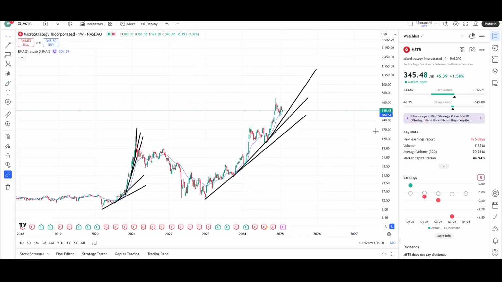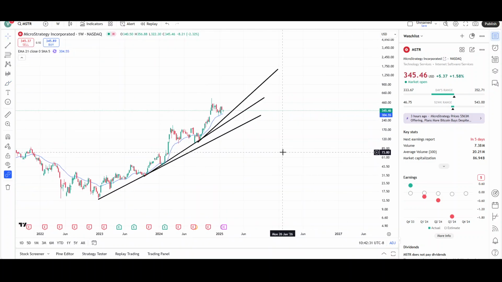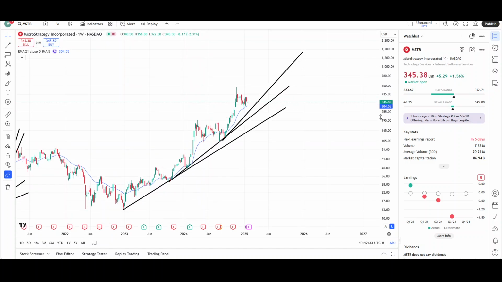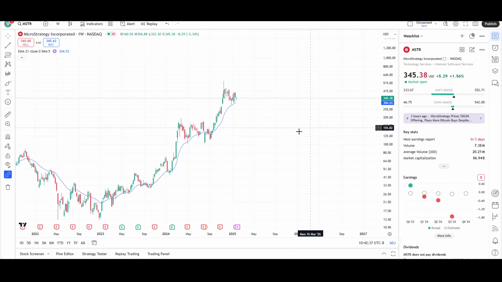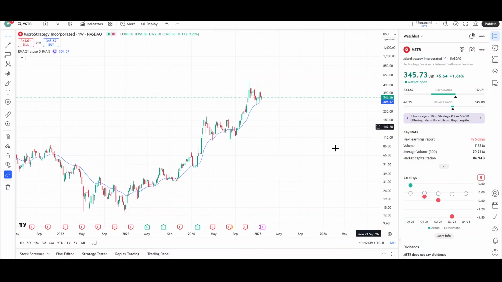Again, some people think we have topped. I don't think we have topped. I don't see it in the chart, but I could be wrong. I could be wrong. So we'll see how this plays out. But overall, it's just wait and see.